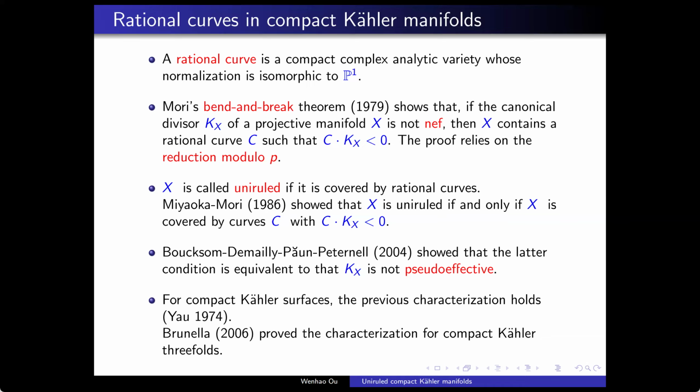It is natural to expect similar properties to hold for compact Kähler varieties. For surfaces, this is known. This is due to Kodaira and Yau in 1974. We remark that this theorem is even earlier than the Mori-Miyaoka theorem, because it relies on the classification of Kähler surfaces due to Kodaira. But much later, Brunella, in 2006, proved that this uniruledness characterization holds for compact Kähler threefolds.